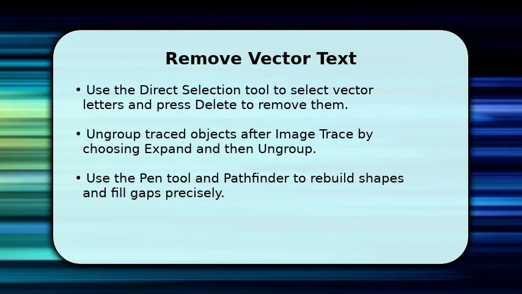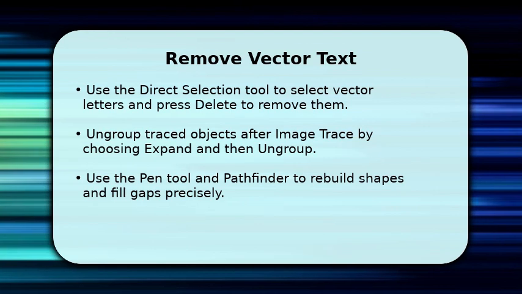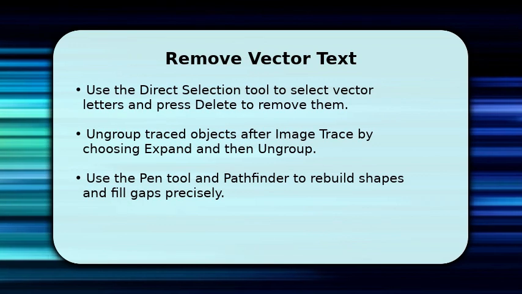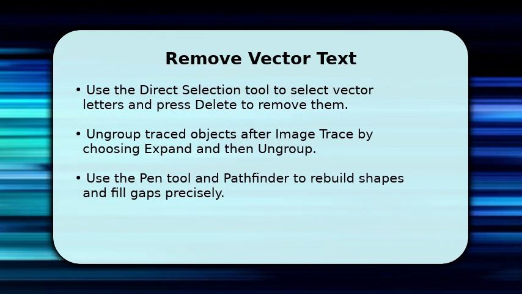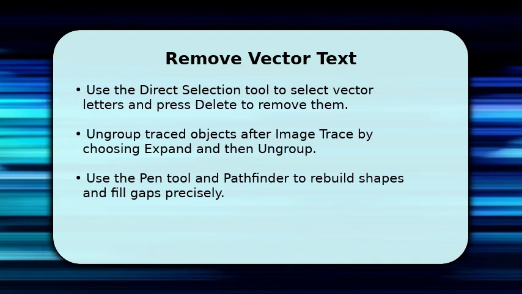When text is vector, start by selecting individual letters with the direct selection tool. Press Delete to remove unwanted glyphs or use Cut to keep a backup. If you used Image Trace to convert pixels, click Expand and then Ungroup to isolate each trace shape. Use the Pen tool to redraw missing shapes where letters overlapped backgrounds. Use Pathfinder Unite or Minus Front to merge or subtract shapes, and then apply matching fills and stroke widths to blend cleanly.